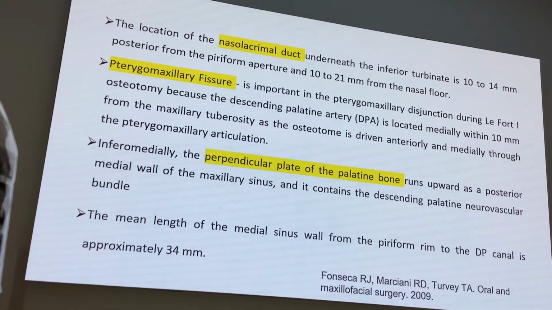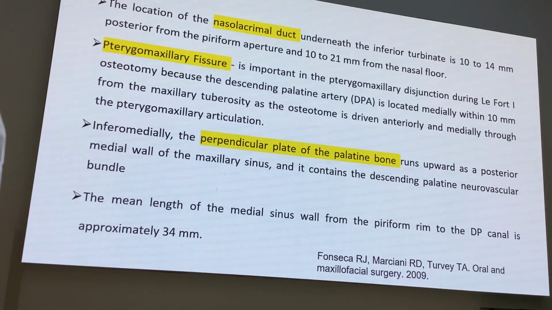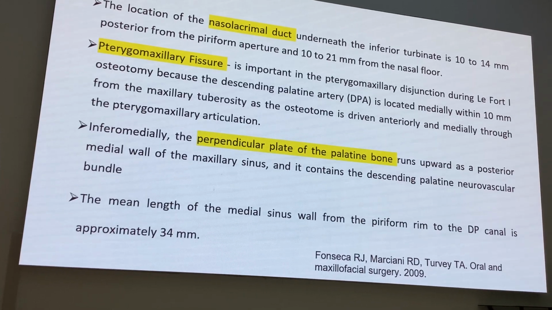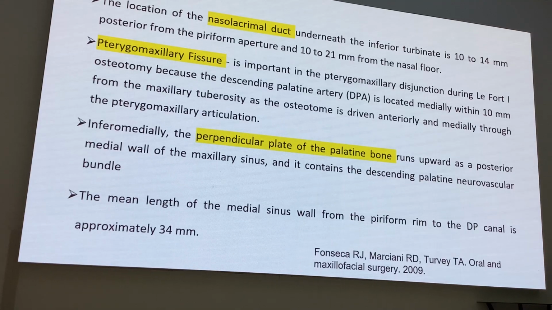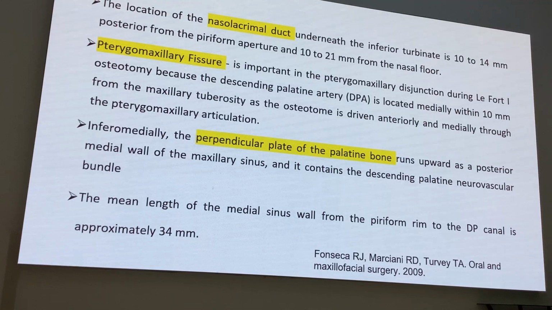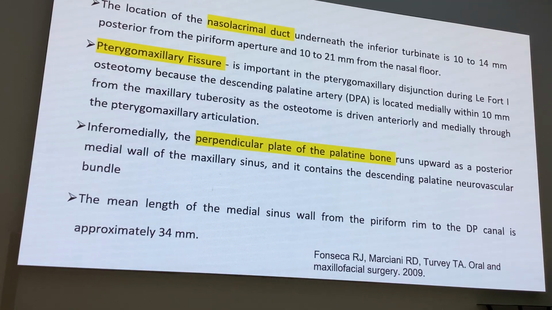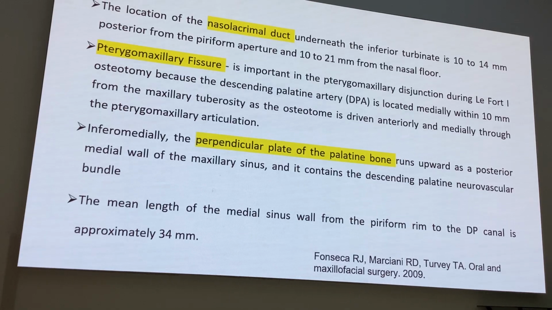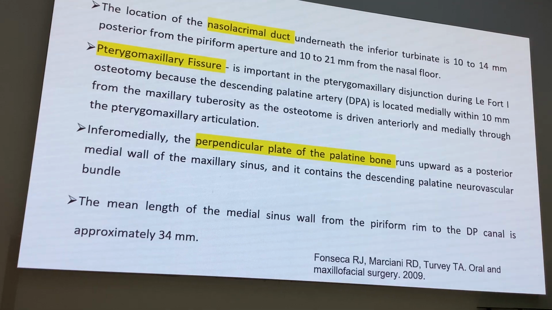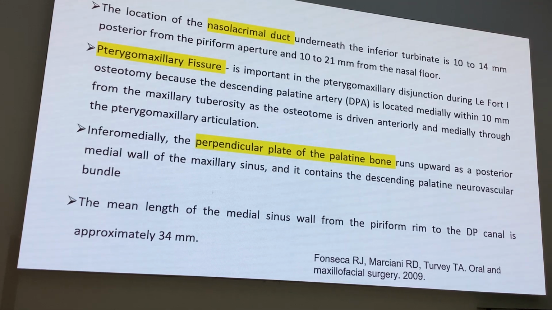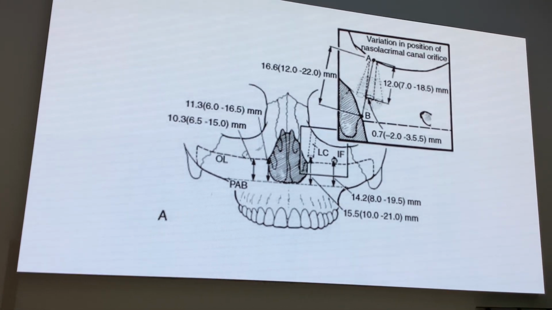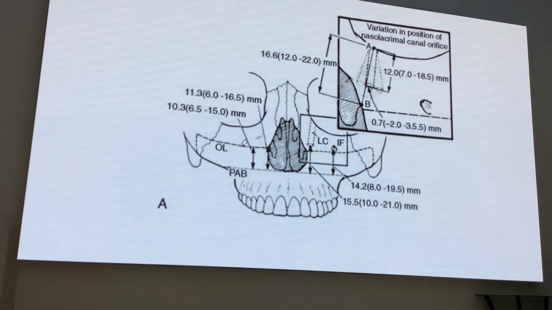Another important structure, it can be a nightmare, is during the pterygomaxillary dissection, where you will be encountering which artery? The internal maxillary artery. So you have to be very careful. There is the descending palatine artery, medially 10 millimeters from the maxillary tuberosity. So while chiseling, you have to be very careful. You can see here the position of the nasolacrimal duct.